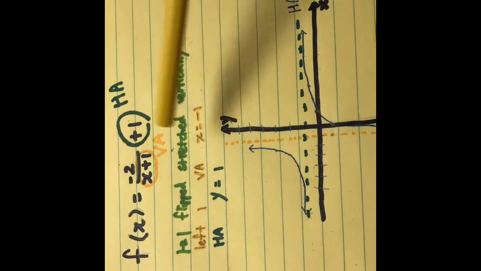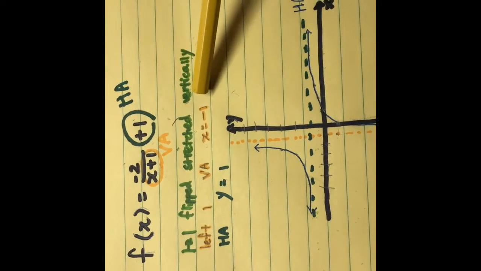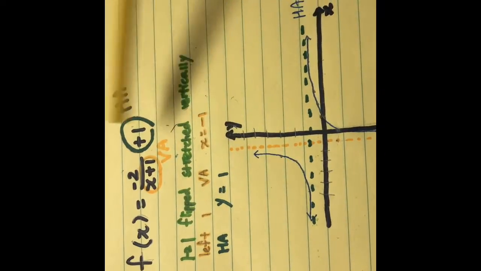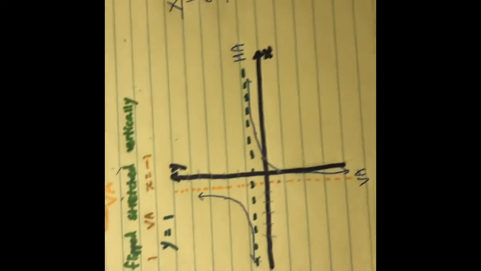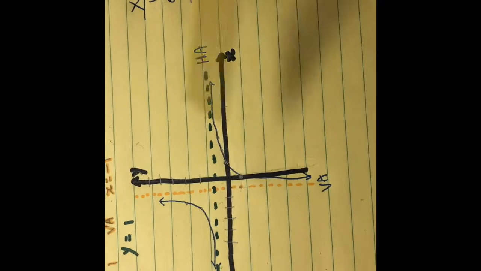VA: x is equal to minus 1. With HA, y is equal to 1. And this is an example of a graph.